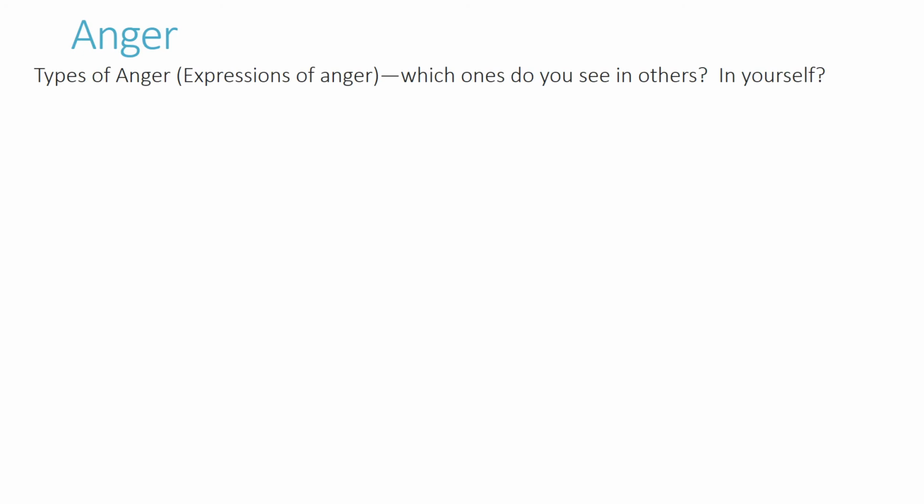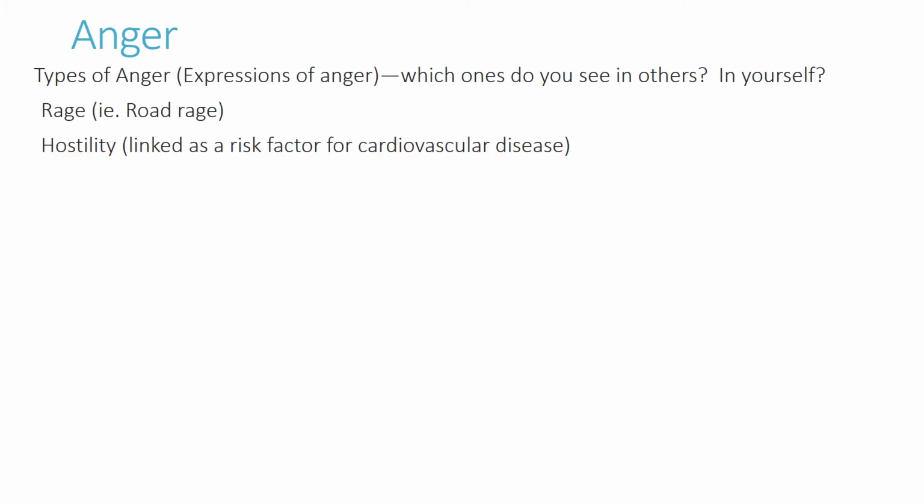Anger. Types of anger. We have ways that we express anger, and which of these do you see in yourself and which do you see in others? They include rage, like road rage, hostility. Hostility is negative thoughts and actions towards certain people or a group of people, and it is actually linked as a risk factor for cardiovascular disease.